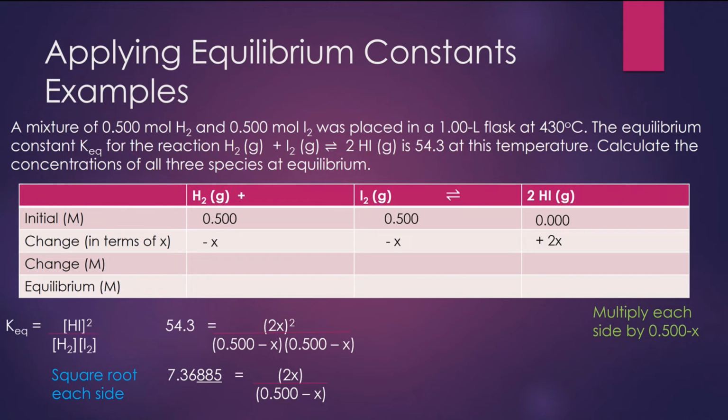Now I want to get 0.5 minus X off the bottom, so I'll multiply both sides by 0.5 minus X. Remember to distribute, so we've got the parentheses around it, that kind of helps. 0.5 times 7.36885 gives me 3.684425, and X times 7.3688 gives me 7.3688X. So now I've got X on two sides, but my numbers are off the bottom.